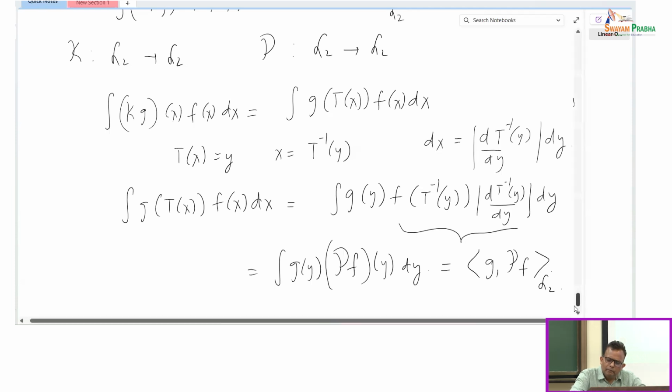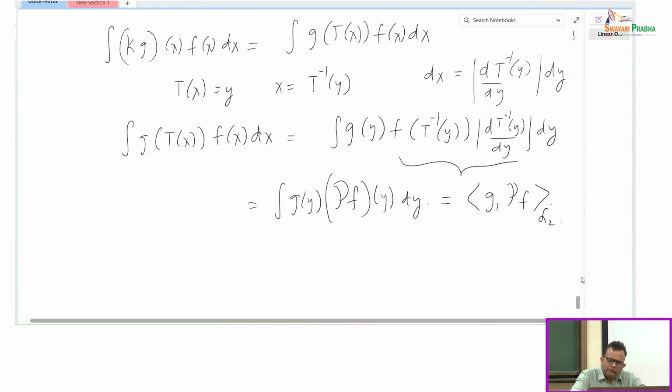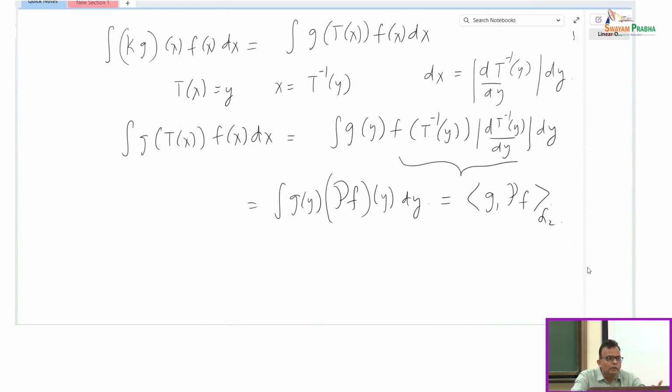advection operator, okay, which is sort of the deterministic version of the Fokker-Planck. Okay.